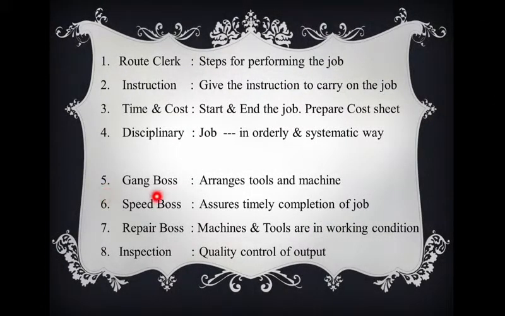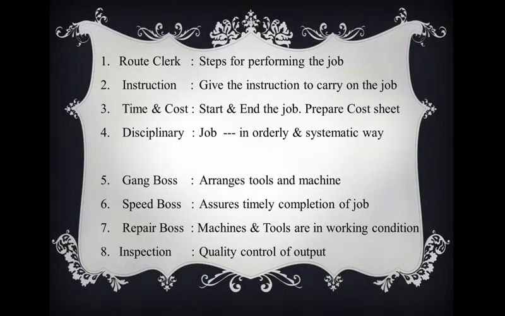After that, we have gang boss. He arranges all the machines, tools and other resources required for performing the job so that there is no delay. Next is the speed boss. He assures the timely completion of the job. Next we have the repair boss. This boss ensures that machines and tools are kept in working condition. And the last one is inspection boss. This boss keeps a check on quality control of the output. So these were the 8 functional experts suggested by Taylor.